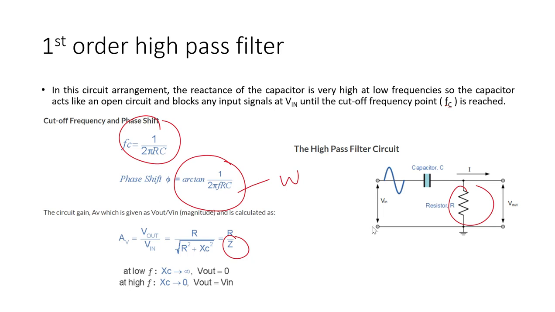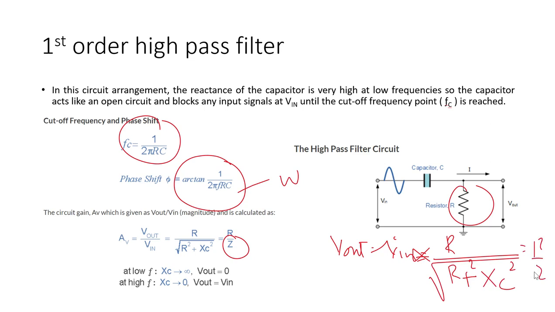If we want to calculate the output of this circuit, Vout would be Vin multiplied by the same voltage divider rule, but here we have R divided by R plus Xc. Taking the square root of the squares gives us R by Z. So R by Z is the voltage gain. The voltage gain will always be less than 1, because Z, which is R plus Xc, is always greater than R. So this is the typical high pass filter.